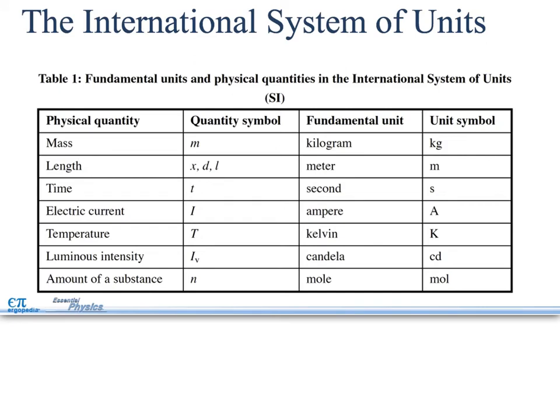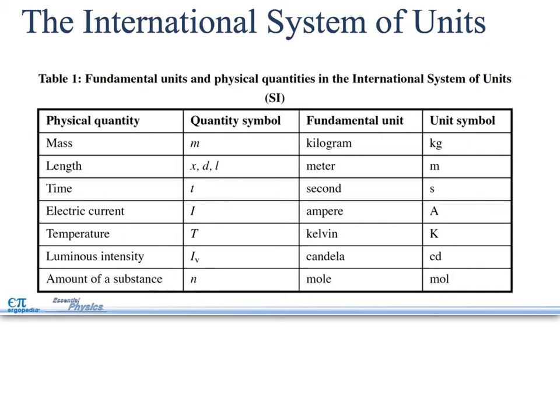All right, here's the chart with all of our stuff. This is the fundamental units and physical quantities for the SI units. Mass is in kilograms, which is kg. Length, we have several symbols: it's going to be x, d, or l. It's measured in meters, which is a little m. Time is a small t. Its base unit is a second, a little s.